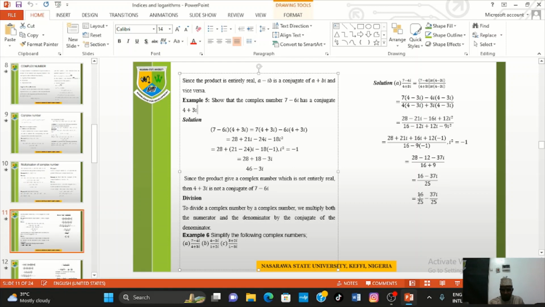So we can separate the real and the imaginary: 16 divided by 25 minus 37i divided by 25. Then we have our result as this. That is, when you are dividing a complex number by a complex number, multiply both the numerator and denominator by what? The conjugate of the denominator.